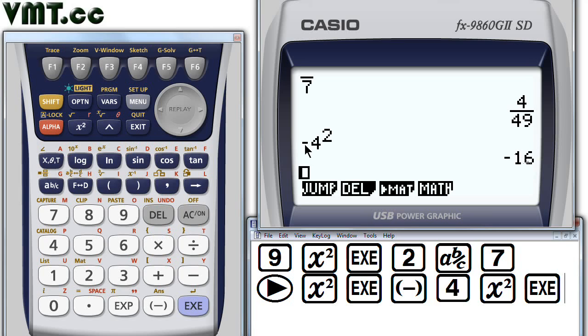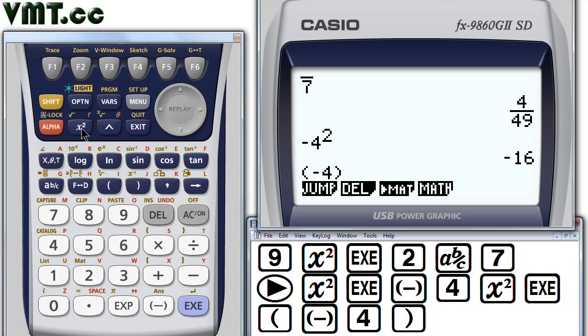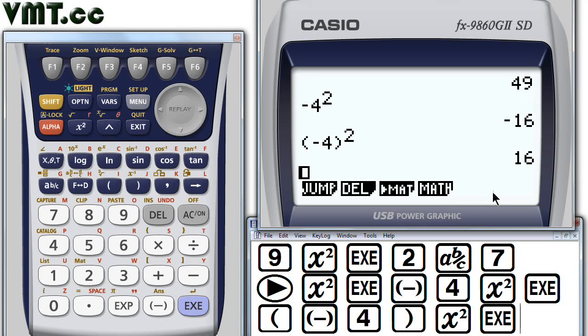To get the correct answer, you need to enclose negative numbers within a set of parentheses before squaring them. That is very important to remember. So go ahead and type in open parenthesis, -4, close parenthesis, and then square it. And finally, execute. Our correct answer is 16.